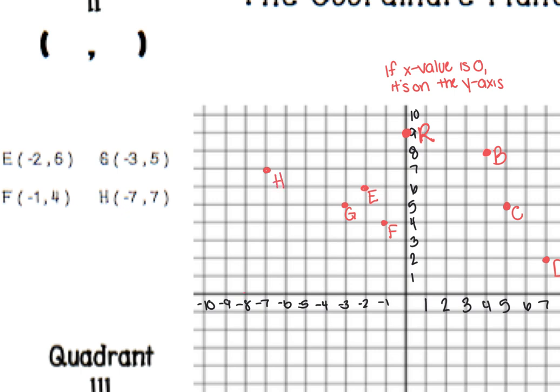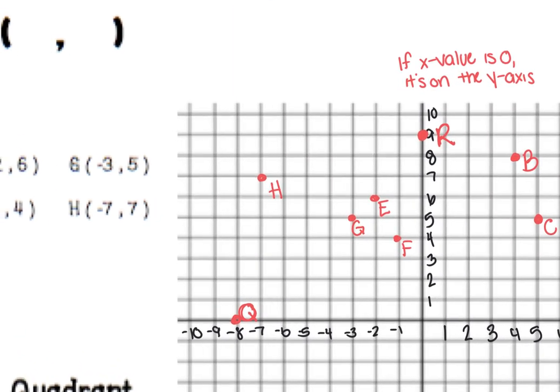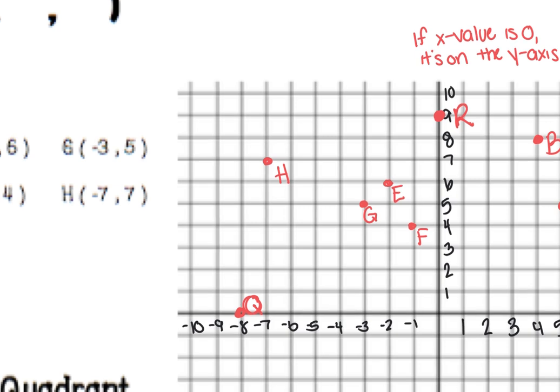E, F, G, H, and Q. Q is the other one that's listed on the bottom there. And when you finish those, you can go ahead and check that yours matches mine. If it doesn't, erase and fix it.